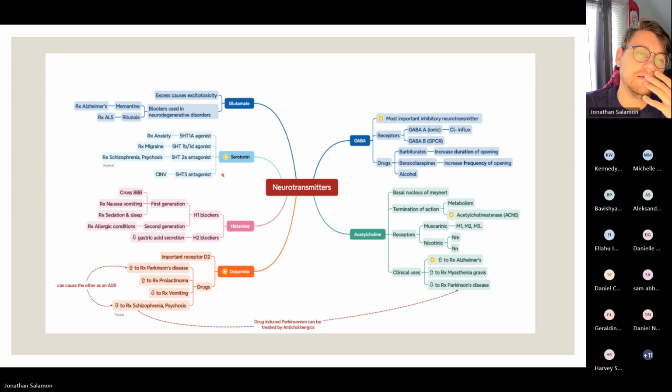Serotonin. You have a bunch of drugs. We'll get to it later, but definitely know the different ones that do these. And then dopamine. This is all your Parkinson's drugs and your mania.